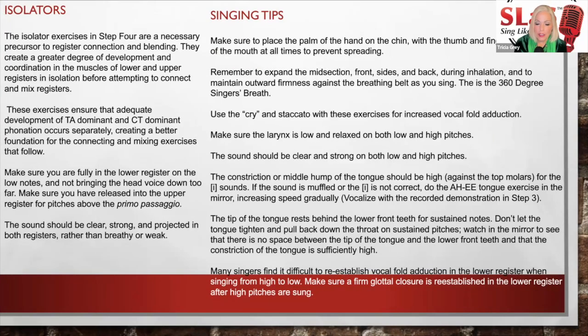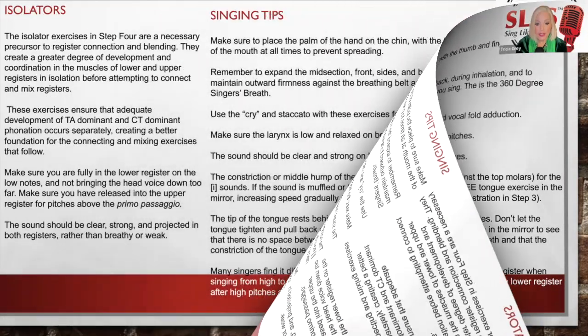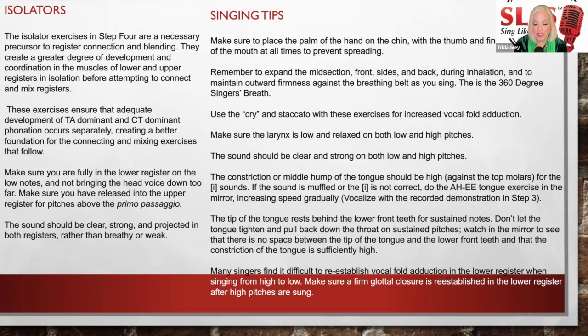Make sure the larynx is low and relaxed on both low and high pitches. The sound should be clear and strong on both low and high pitches. The constriction or middle hump of the tongue should be high against the top molars for the E sounds. If the sound is muffled or the E is not correct, do the ah-E tongue independence exercise in the mirror, increasing speed gradually. This exercise is demonstrated in Step 3.